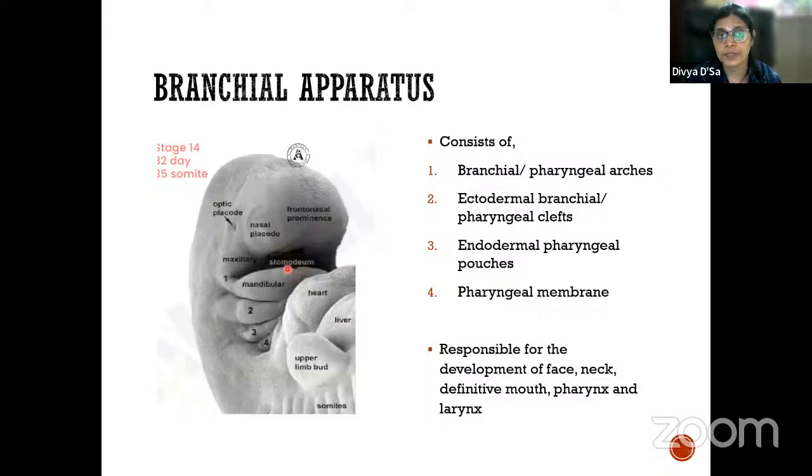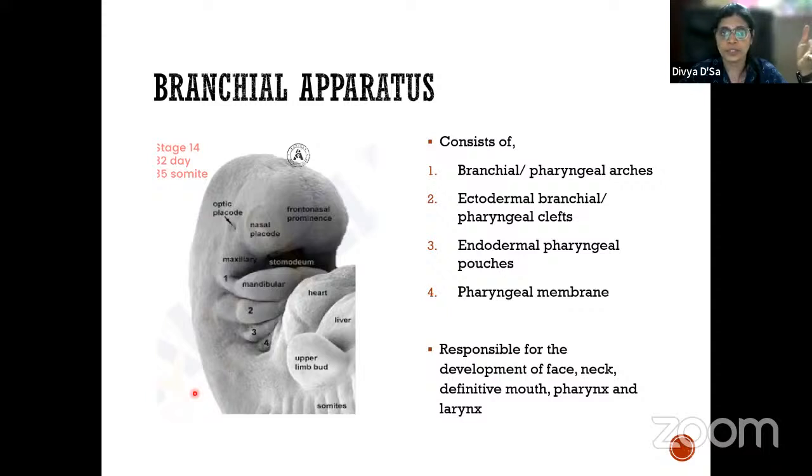So this branchial apparatus or the pharyngeal apparatus both mean the same. The components of it are, one, the pharyngeal arches, and on the outside we call them the ectodermal or pharyngeal or branchial clefts. And endodermal on the inside, that will be the pouches. Opposite to the ectodermal cleft, correspondingly on that side will be the endodermal pouches. And where this ectodermal cleft and the endodermal pouch come in contact, that thin membrane will be the pharyngeal membrane.